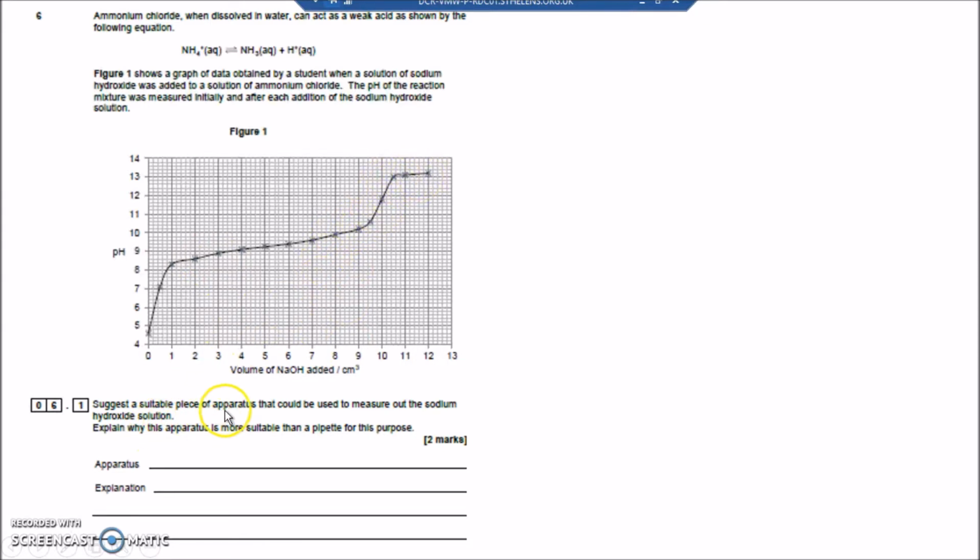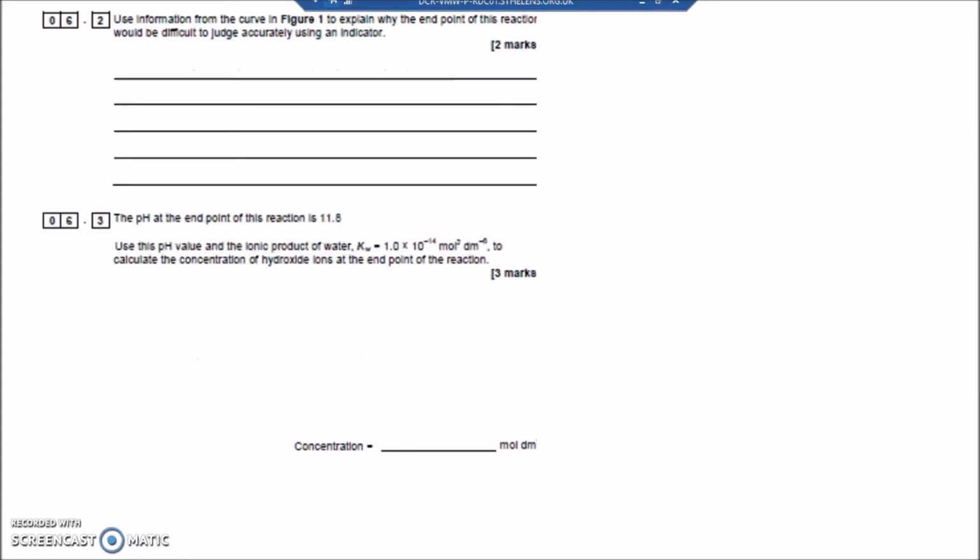Explain what piece of apparatus could be used to measure different volumes. Well, it's going to be a burette, more suitable than a pipette. It can deliver different volumes, so I can add 1 and then 2 and then 3 and then 4. So a burette, because it can deliver different volumes as I go along. I can keep adding 1 centimetre cubed at a time and keep measuring the new pH.